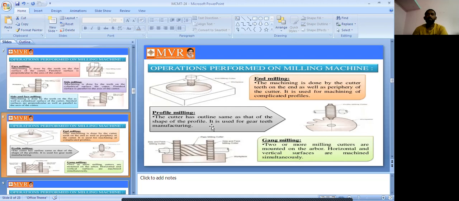Next one is profile milling. The cutter చూడండమ్మా. So here workpiece, ఇది end milling. So it is surfaces. So it is called as end milling. But profile milling, so see here it is profile milling, it is workpiece. So see here it is cutter. The cutter is doing the operation. So see cut చేస్తా ఉంది workpiece. The contrast outline same as that of the shape of the profile. It is used for the gear pitch manufacturing.